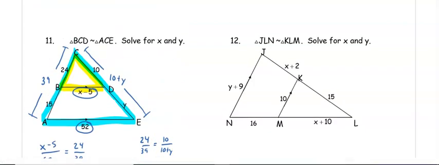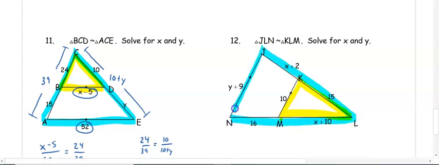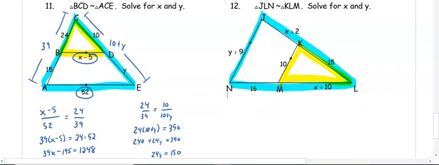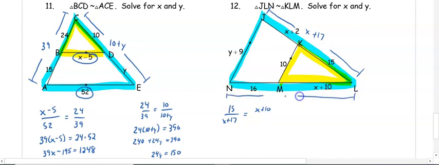In number 12, this is the same idea. We have a smaller triangle within a larger triangle, and we want to solve for X and Y. So this time, the X is on the outside of the triangle on both sides. So when we go to set up our ratio, on the top side, we would have 15 from the smaller triangle, and then when we add these two sides together, we would get X plus 17. On the lower triangle, we have X plus 10 on top, and when we add those two sides together, we get X plus 26.